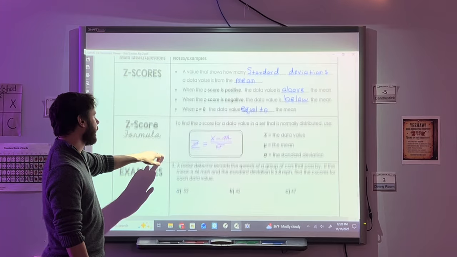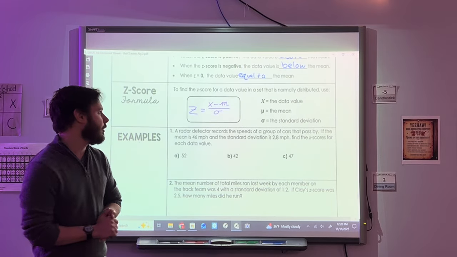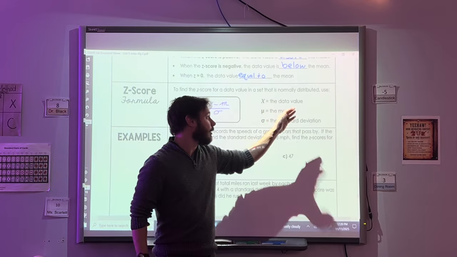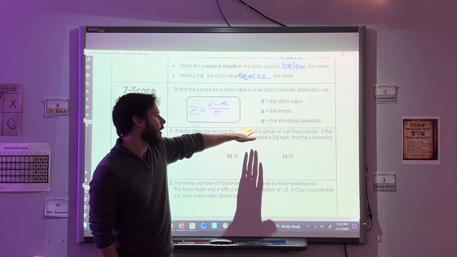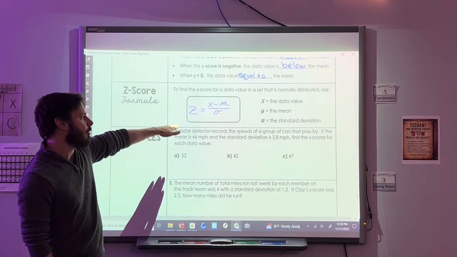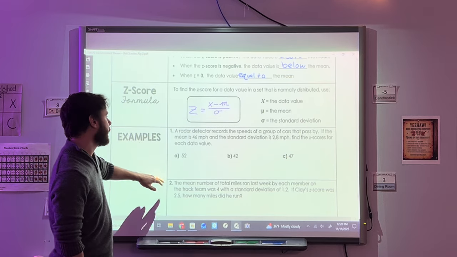Here's our formula for z-score. To do the z-score, we need 3 different values. We need a data value, that's the score that we're measuring. The mean, you need to know the average, and you need to know what the standard deviation is. So it says z-score is equal to your data minus the mean divided by standard deviation.